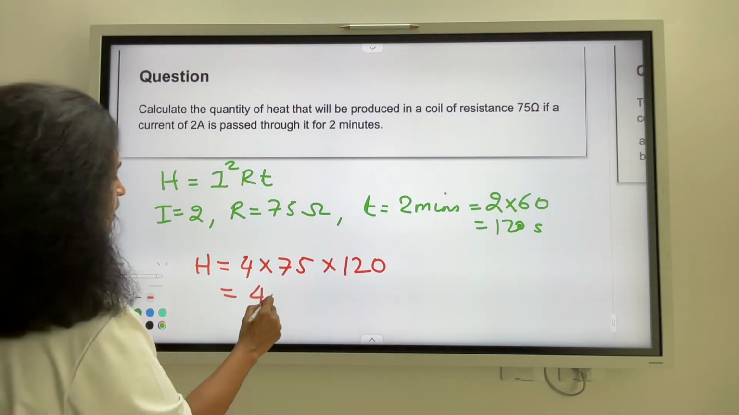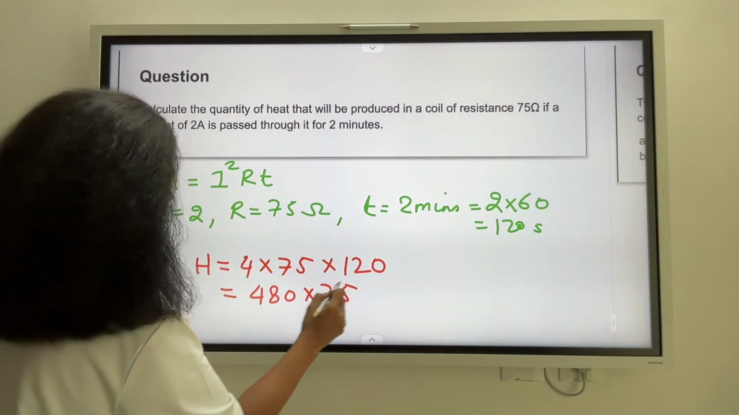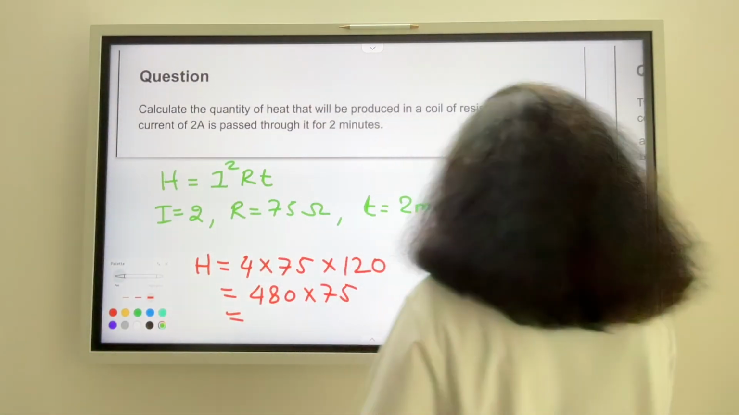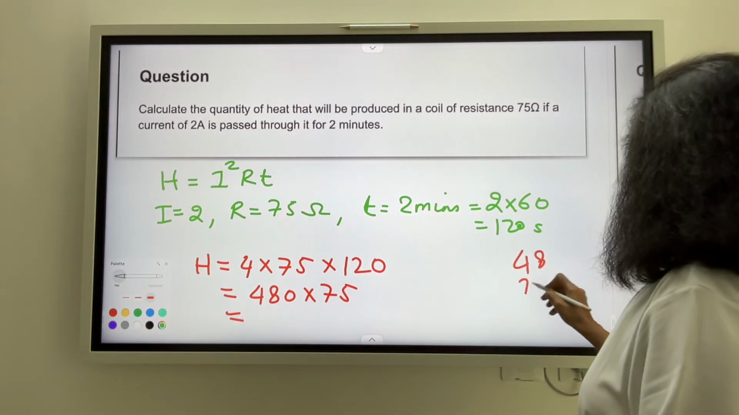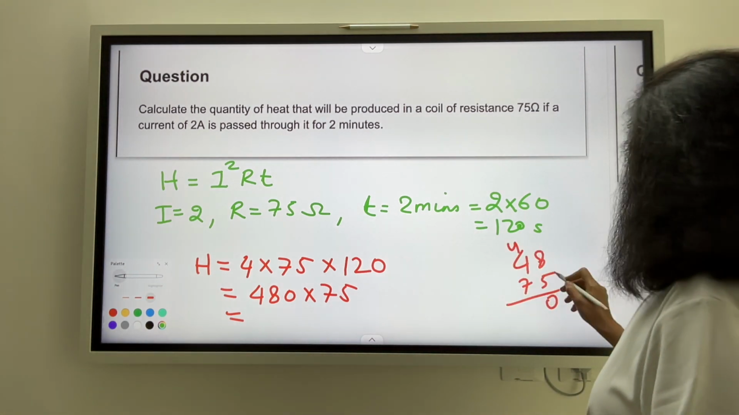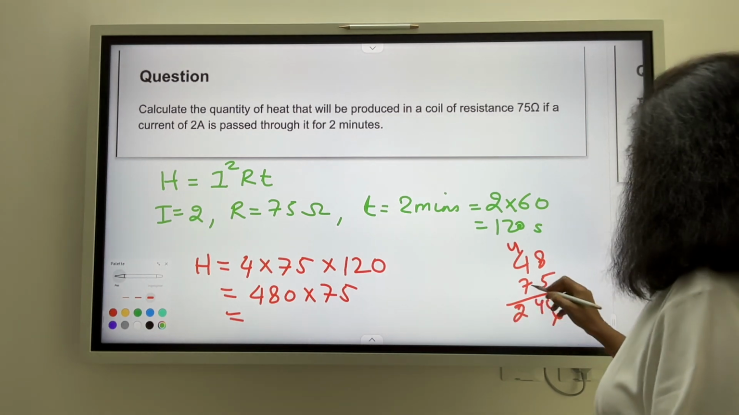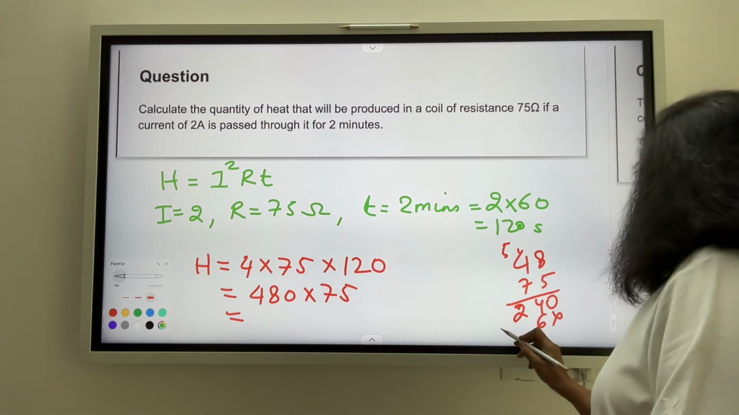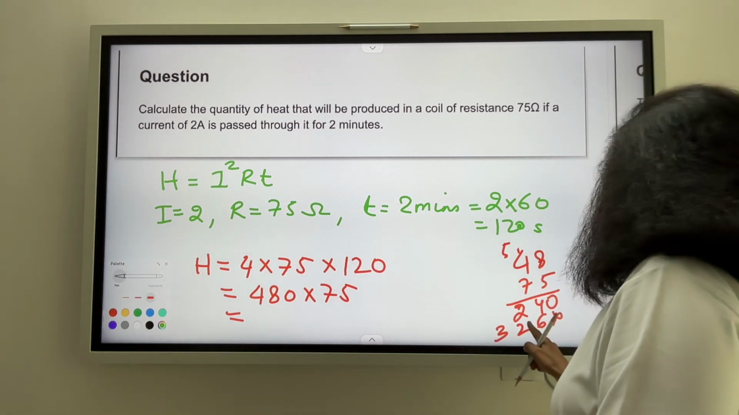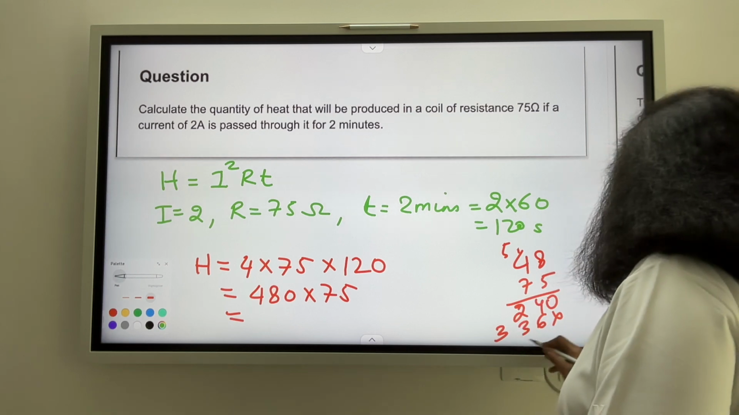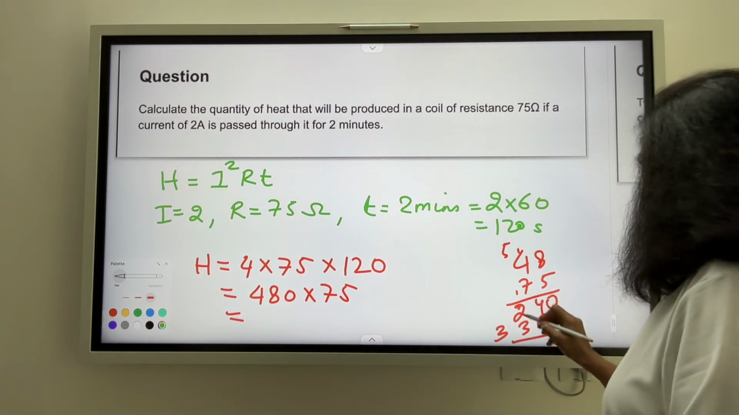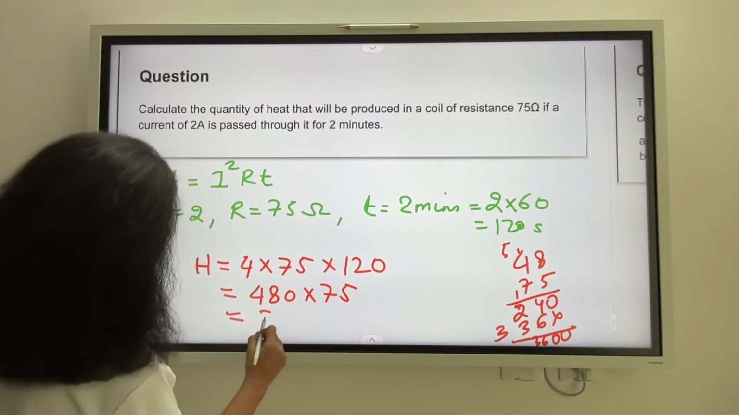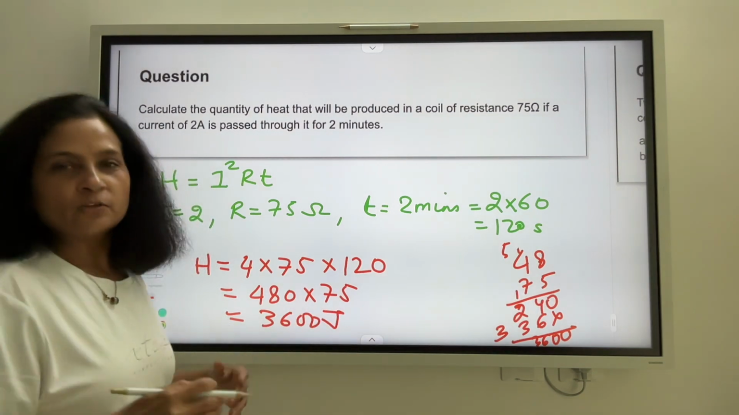Okay, 12 fours is 48, 480 into 75. So 48 into 75: 8 5s are 40, 24, 7 8s are 56, 6 5, 7 4s are 28, and I have 30, 28, 33. So how much do I get? 0, 6 and 4 10, 0, 1, 3 and 3 6. Those 3600 joules is what I get. So that's my answer for the first question.